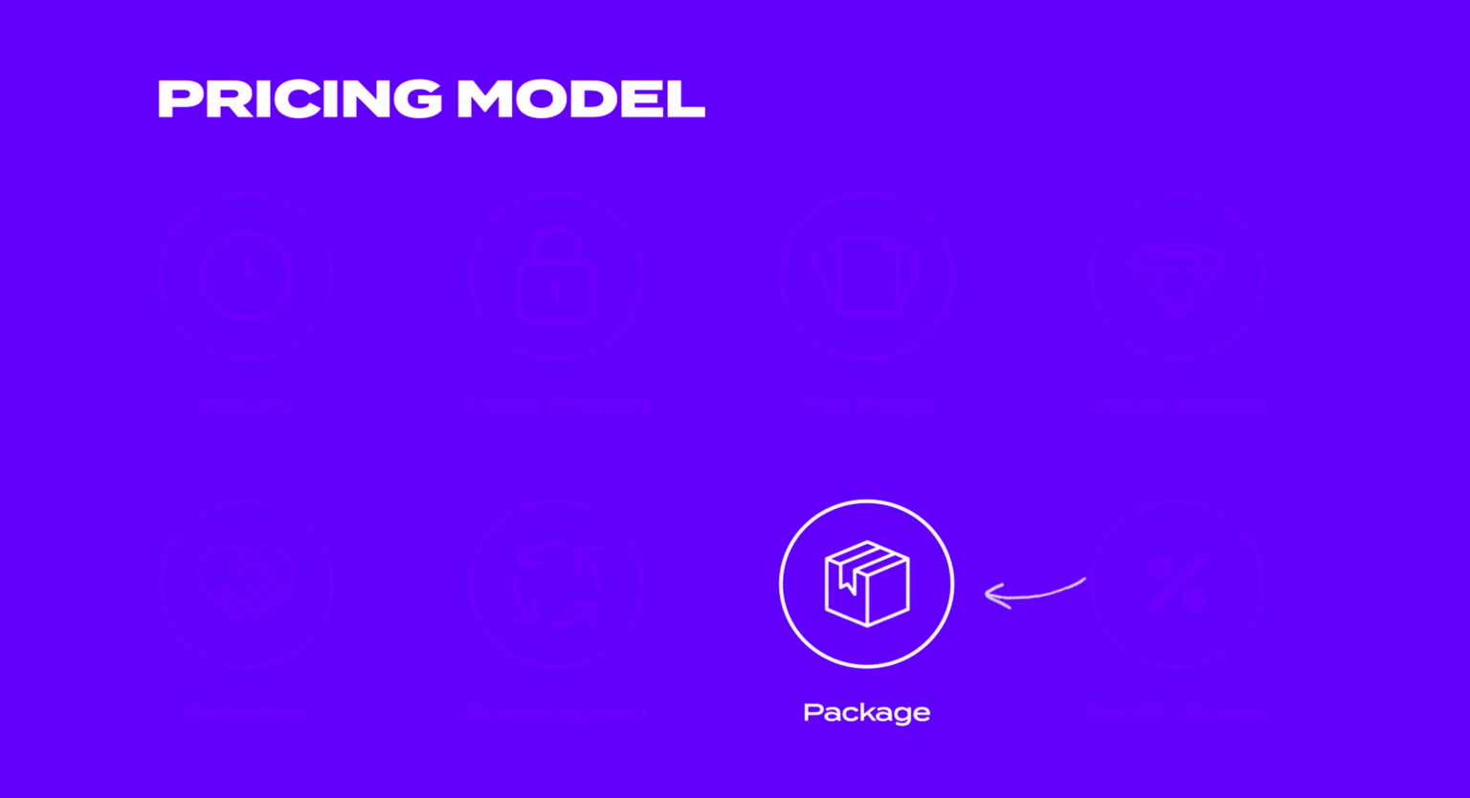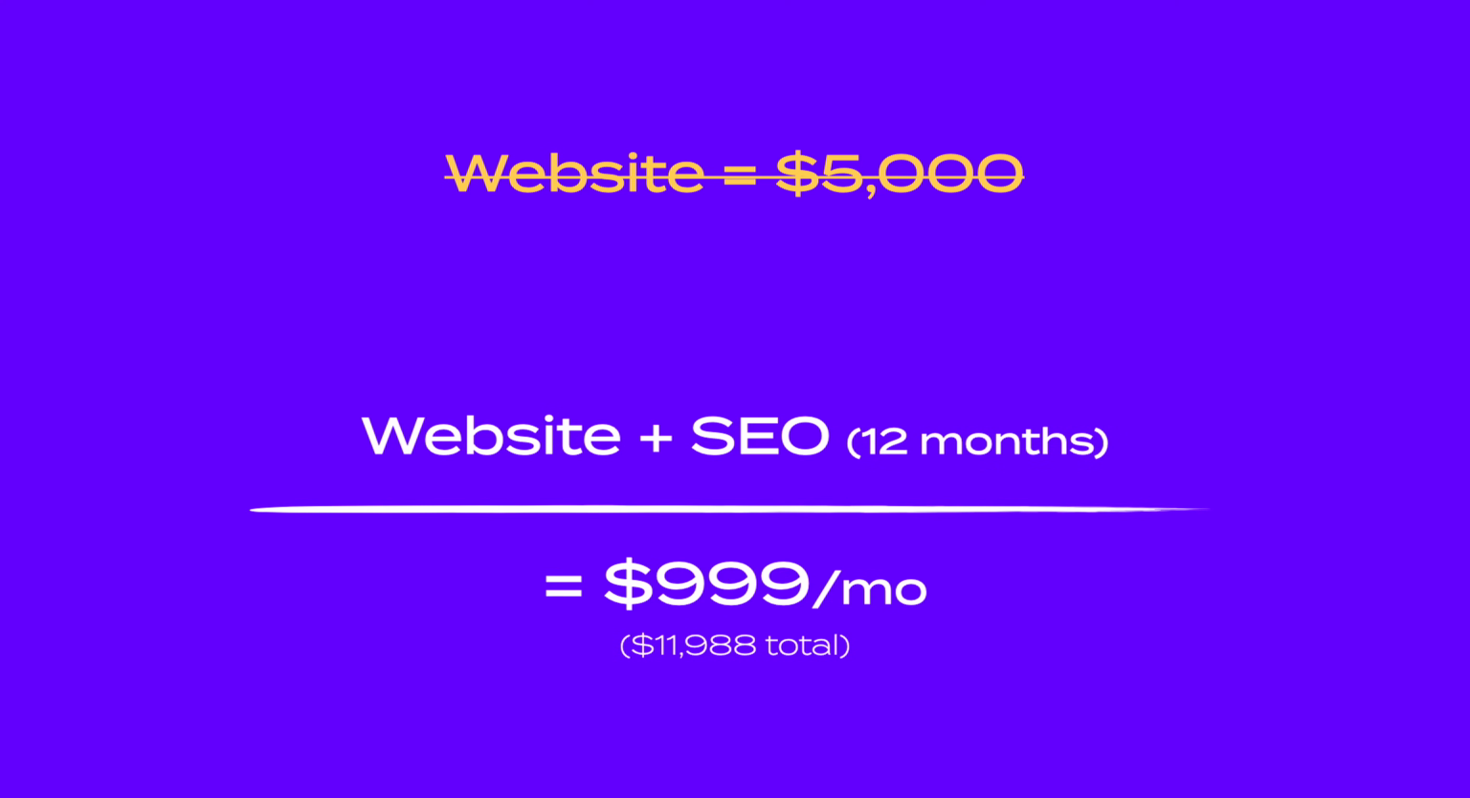Number 7 is package pricing. Now, this is something that I did for a long time and it works really well. What this is, rather than just charging a set rate for a website, you're going to package a website in with some other ongoing service and then sell it to them as a complete package. So rather than charging $5,000 for a website, I would sell them a website and 12 months of SEO, and all they would have to pay is $9.99 per month for 12 months. So packages like this can actually earn you more revenue over the long term. The only cons are you get less money up front.